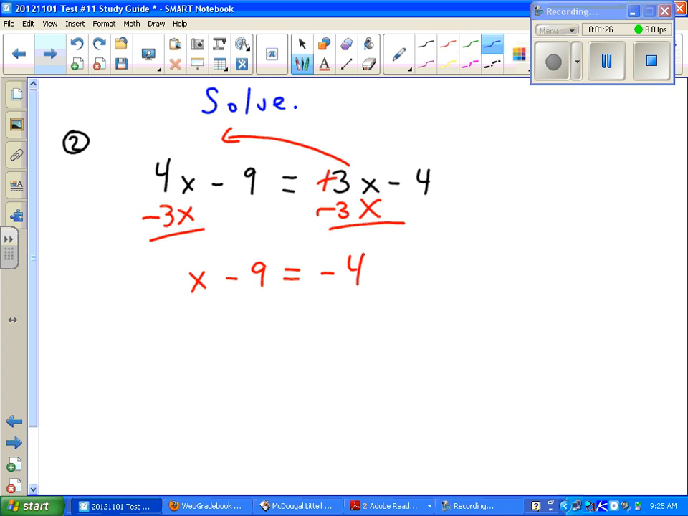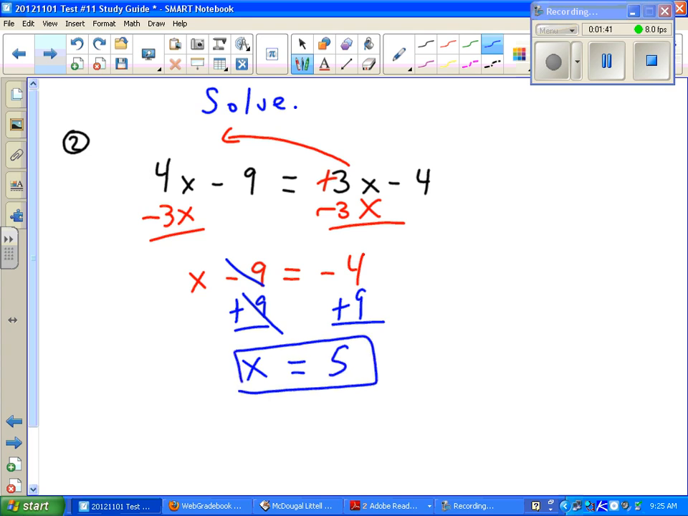In order to get rid of minus 9, you need to add 9. If you add it on the left, you need to add it on the right. X will be by itself because these will cancel. Equals 9, positive 9 and negative 4. You subtract them. 9 minus 4 is 5. And since 9 is farther from 0, x is 5, positive.